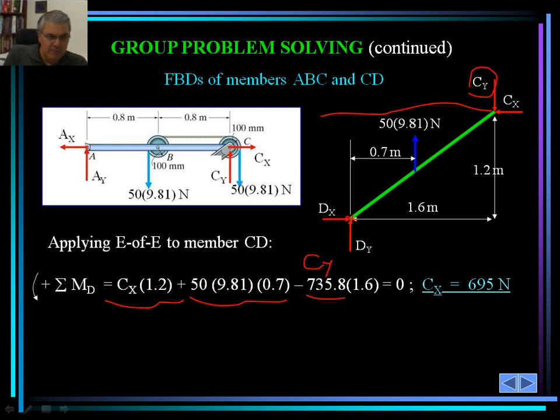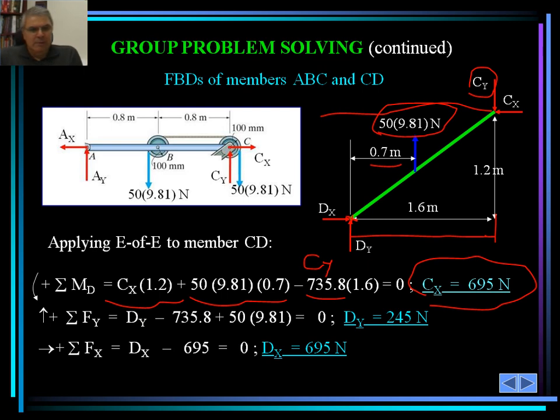So C sub x multiplied by 1.2 plus 50 times 9.81 times 0.7, and this is the moment as a result of the force of the cylinder. The moment arm would be 0.7 meter, minus 735.8, which is C sub y, multiplied by 1.6, which is the distance between the location of the application of C sub y and the point about which we would like to take the moment. As such, C sub x would be 695 Newton.